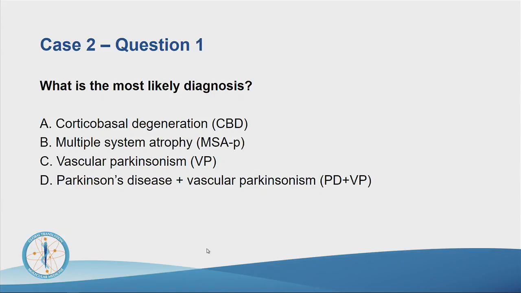So what is the most likely diagnosis? A, CVD; B, MSA-P; C, vascular Parkinsonism; D, Parkinson's disease with vascular Parkinsonism. A or D. Okay, let me show the MR image.